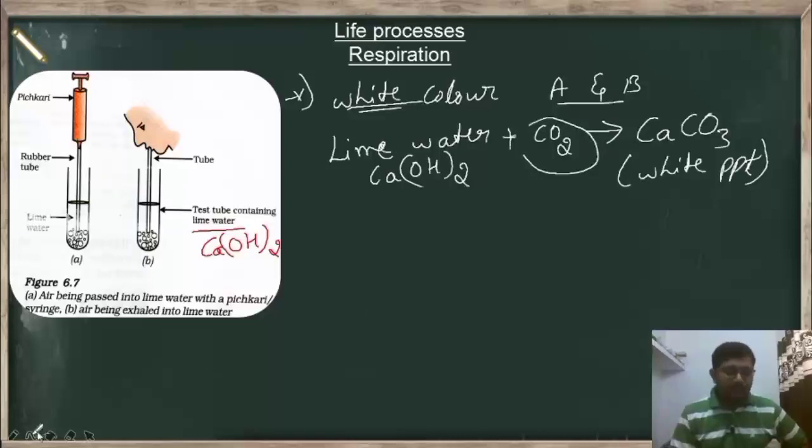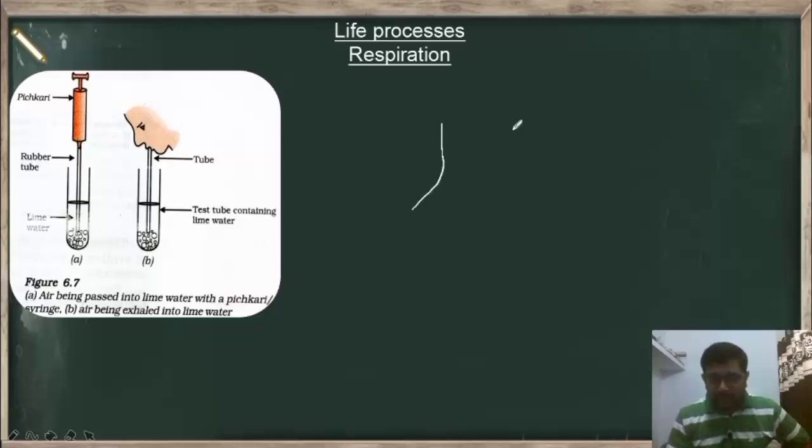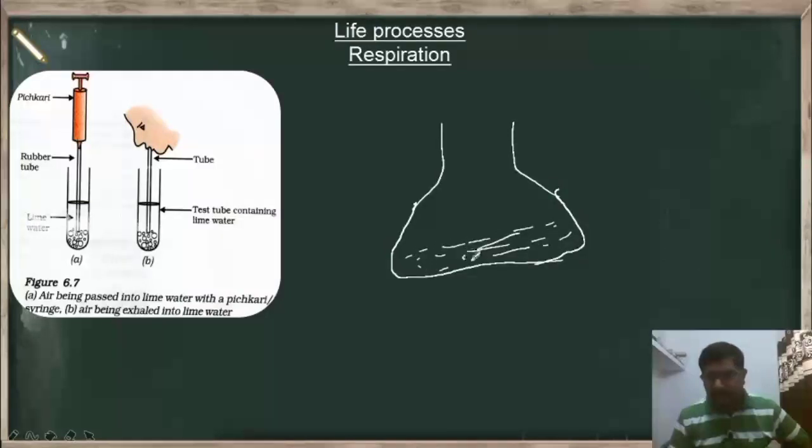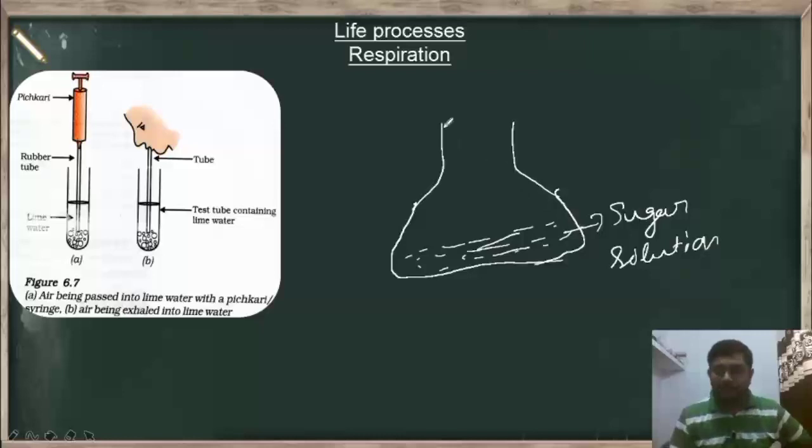And then we will do one more activity. We will take a conical flask. You all have seen the conical flask in your chemistry lab or biology lab. In this conical flask, take sugar solution or any juice which is mixed with sugar, and then add some yeast to this conical flask.